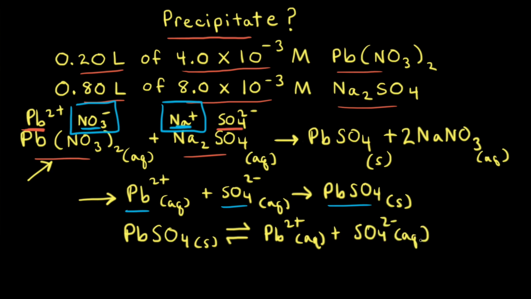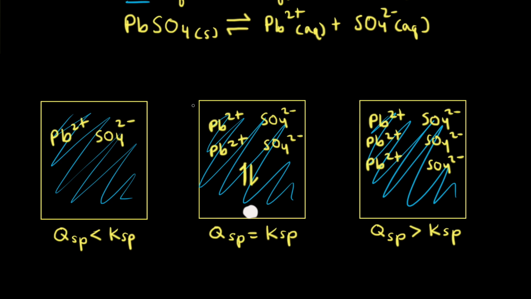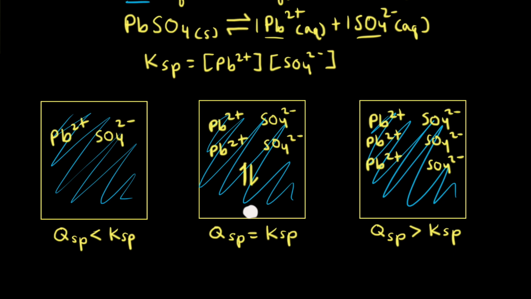AQ over here. The reason why it's important to write out the dissolution equation is because we can write a KSP expression from it. So KSP is equal to the concentration of lead 2 plus raised to the first power because we have a coefficient of 1 in the balanced equation, times the concentration of sulfate also raised to the first power. And pure solids are left out of equilibrium constant expressions, therefore we're not going to include lead sulfate. For lead 2 sulfate, KSP is equal to 6.3 times 10 to the negative 7th at 25 degrees Celsius.